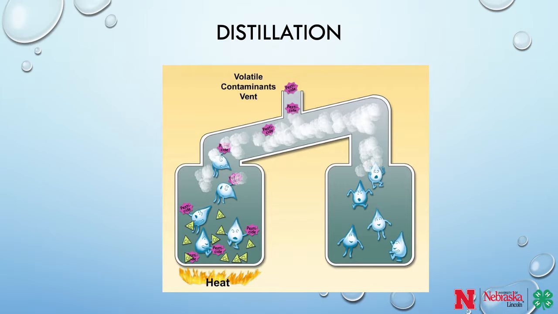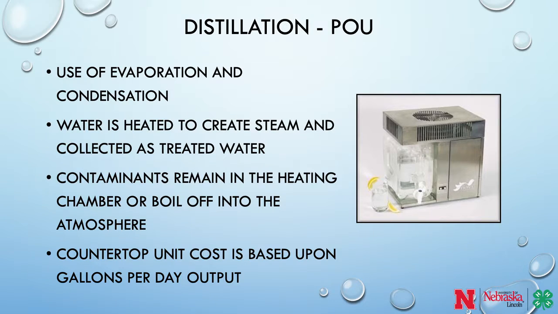You have distillation, where you introduce heat and do the evaporation condensation cycle. It's also a point of use device. Of course, it uses the evaporation condensation, so it creates the steam, and then the steam collected is your treated water. The contaminants either remain in the chamber or they boil off. Sometimes, as you saw in the previous diagram, they're caught up into a filter at the top.